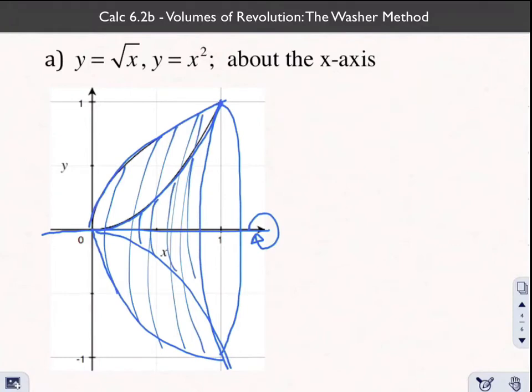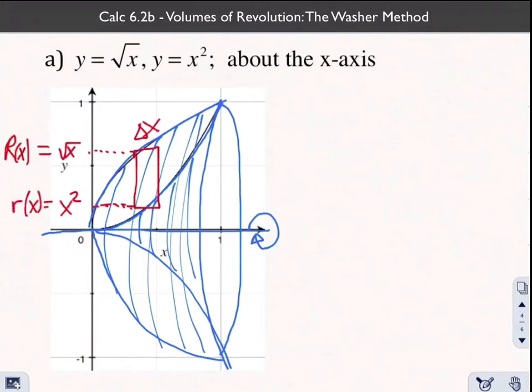Let's draw our representative rectangle so we can see what's happening here. You can see that the width of the rectangle is delta x, and we need to identify this height, which is going to be square root of x, and this height on the bottom is going to be x squared. So this one is going to be our capital R of x, and this is going to be our lowercase r of x. Okay, so I think we have everything we need except for our limits of integration.